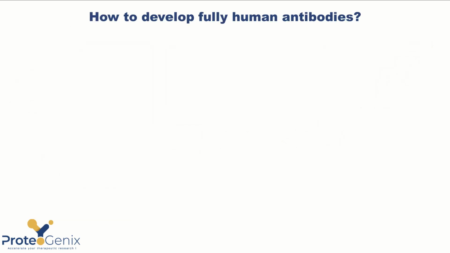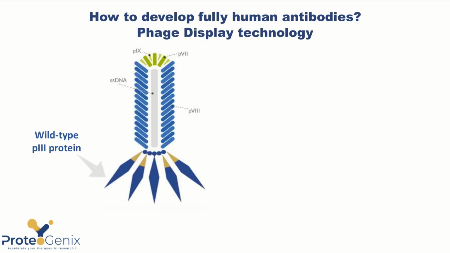So the question thus remains, how do we develop these fully human monoclonal antibodies if we are not directly immunizing humans to isolate them? The answer to this is, of course, phage display.